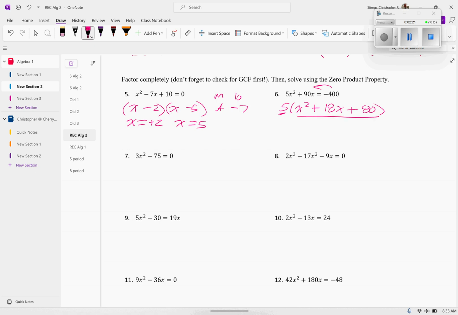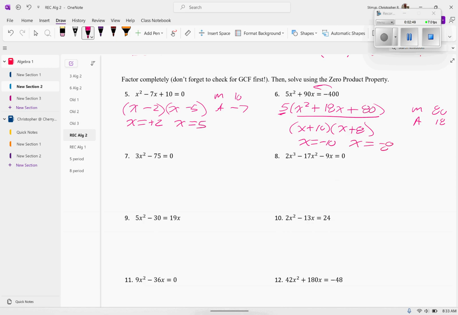So we're just going to say what two numbers multiply to give me 80, add to give me 18. Let's see, 80 to get 18, 10 and 8. All right, set those equal to 0, so I get negative 10 and I get negative 8.